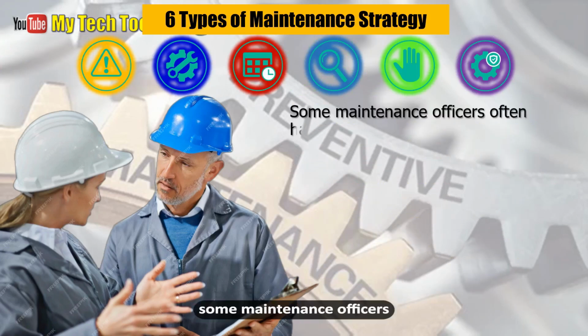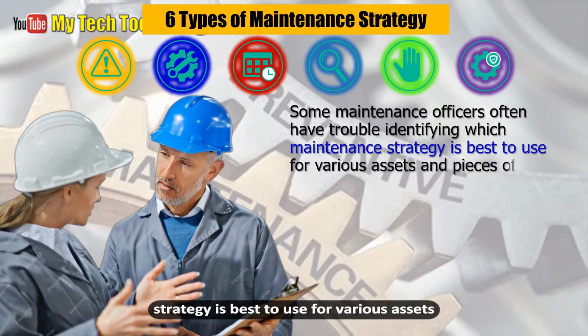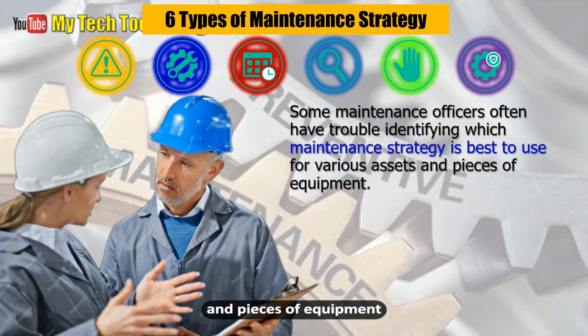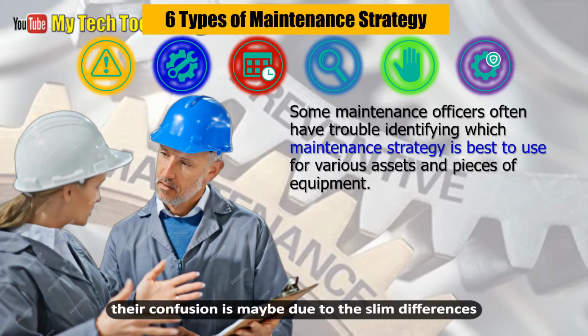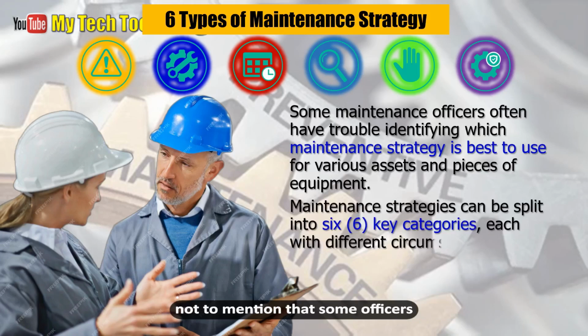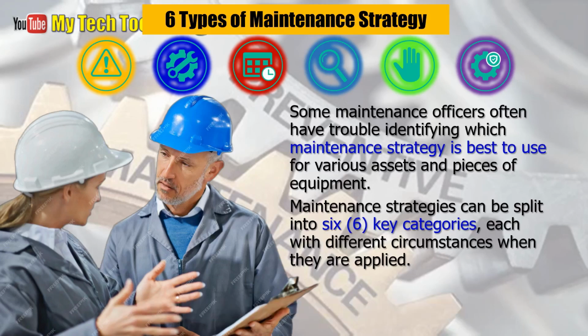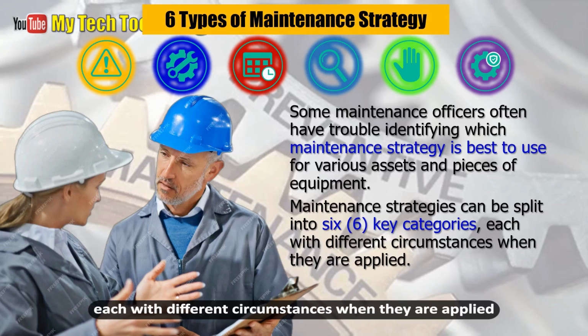Some maintenance officers often have trouble identifying which maintenance strategy is best to use for various assets and pieces of equipment. Their confusion may be due to the slim differences in their definitions and implementation protocols, not to mention that some officers are not even familiar with some of the strategies. Let us discuss some of the most popular maintenance strategies that are being practiced by most companies worldwide. Those can be split into 6 key categories, each with different circumstances when they are applied.